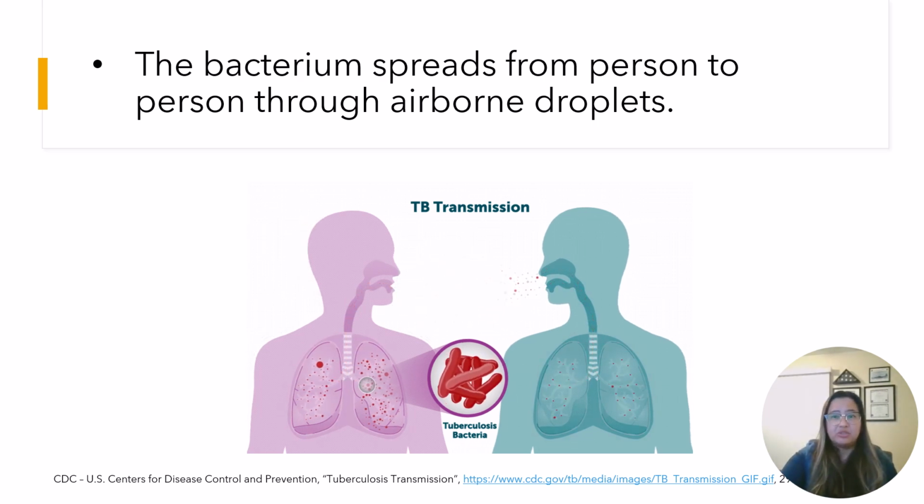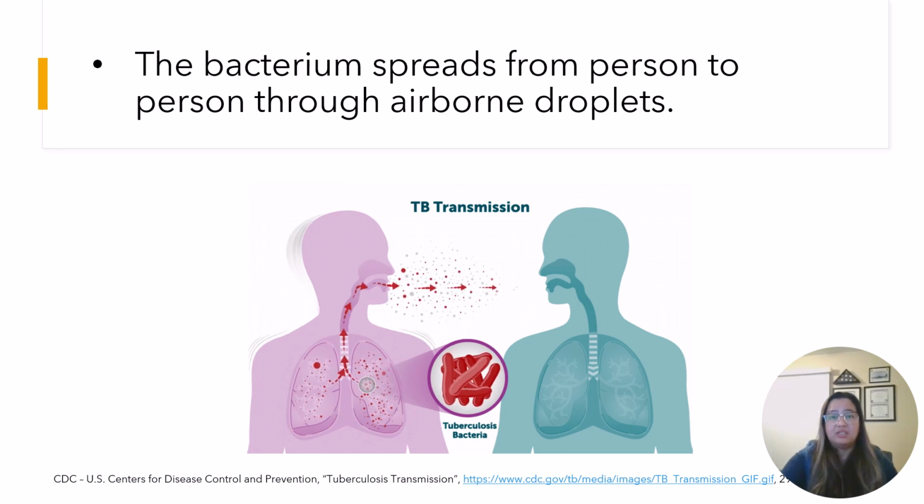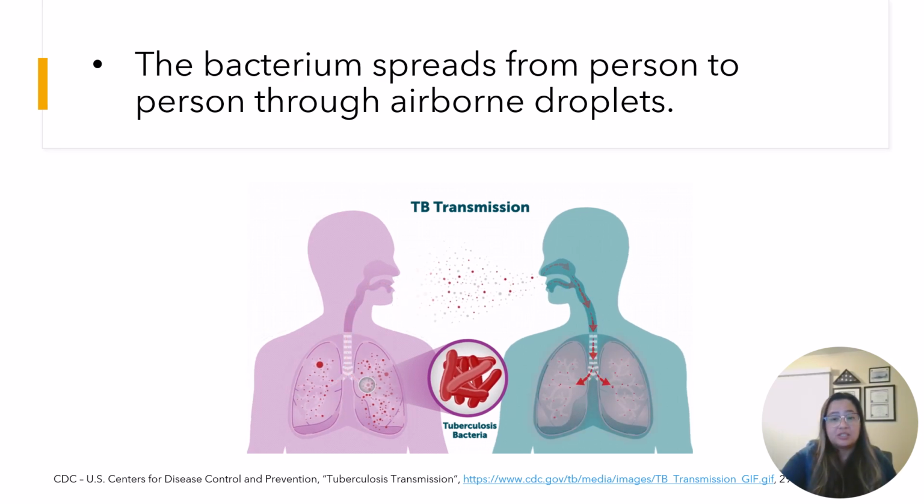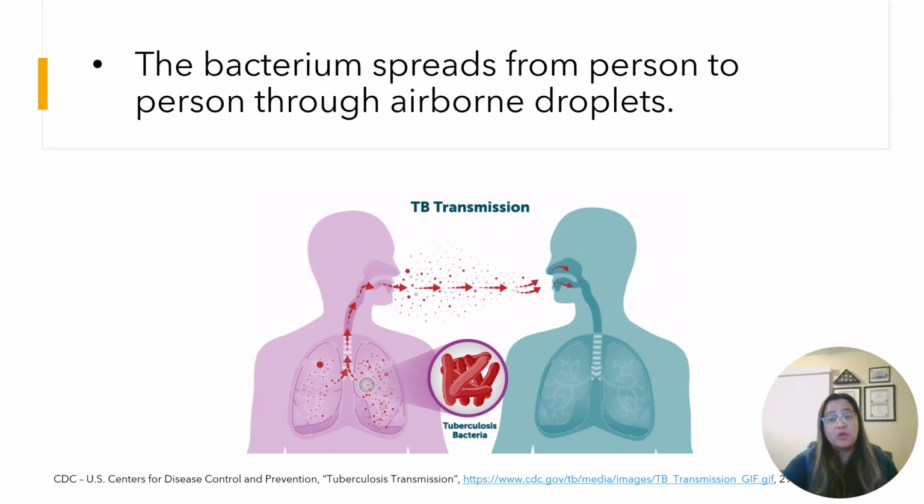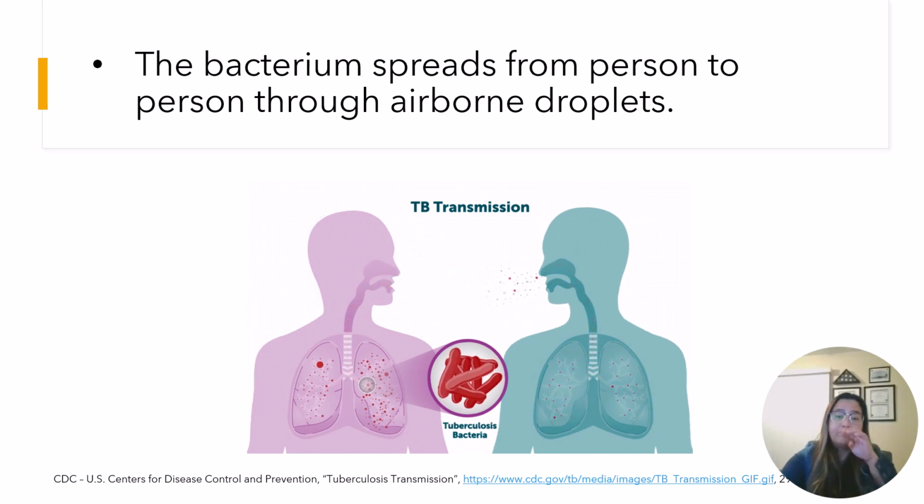TB bacteria are usually inhaled into the lungs, where they are engulfed by the alveolar macrophages. The immune system responds by sending more immune cells to the site, forming a granuloma. It is a cluster of immune cells that walls off the bacteria.